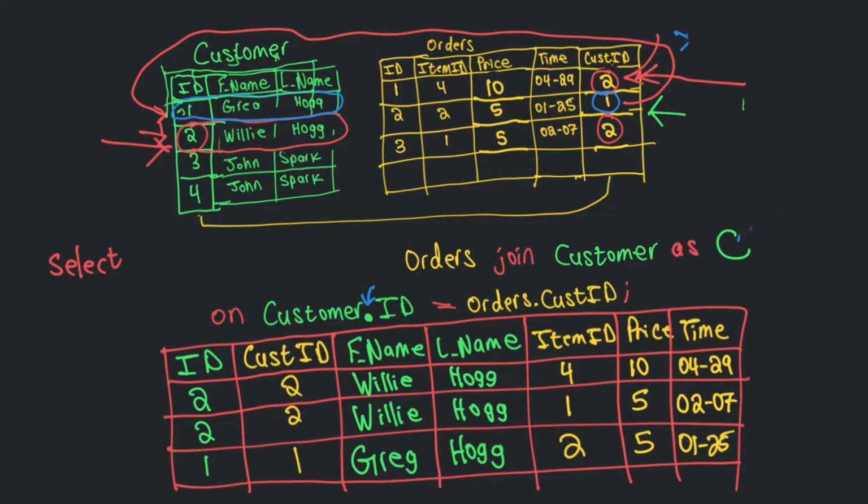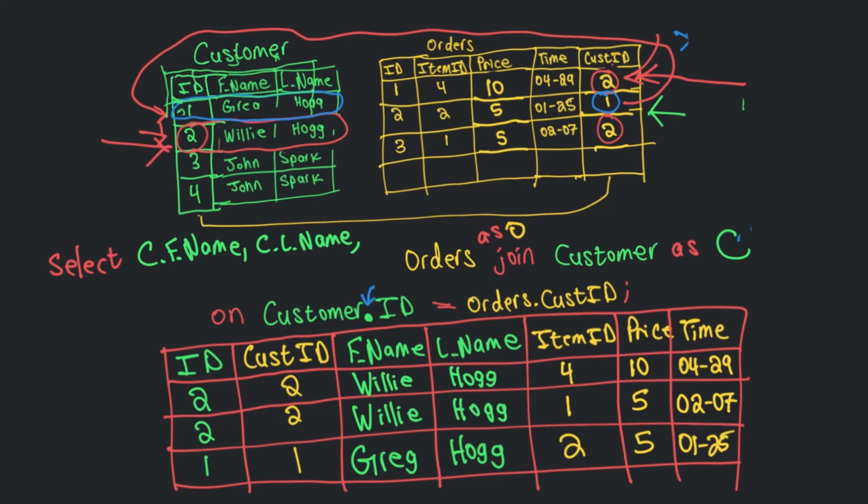And I could write in here as well, I want to refer to orders as O. So if I write before this join orders as O, that's saying whenever I mean O, I really mean orders, and whenever I mean C, I really mean customer. So now I can select this a lot easier. I can select C dot first name, that's referring to customer first name, C dot last name. What else do I want? I want some of the order information. I want the item ID, I want the price, and I want the time.